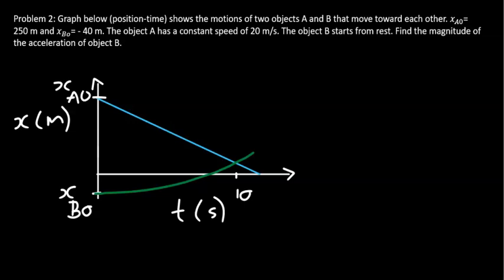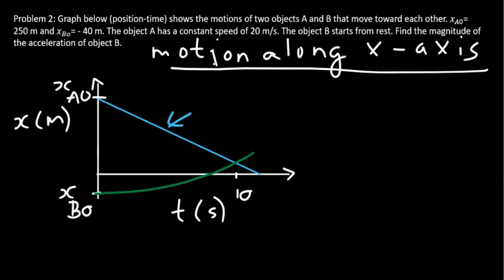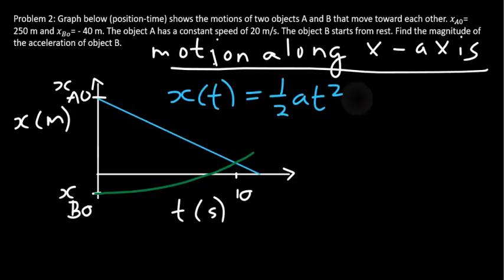So we are dealing with two objects moving along the x-axis. So that is the situation that we have here. Let's write down the equation for object A, the blue line right there. The kinematic equation describing coordinates of an object moving with constant acceleration is given by the following: half a t squared plus initial speed times time plus the initial coordinate.